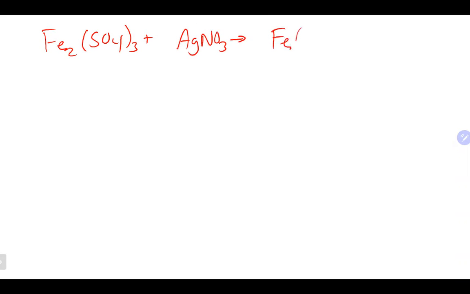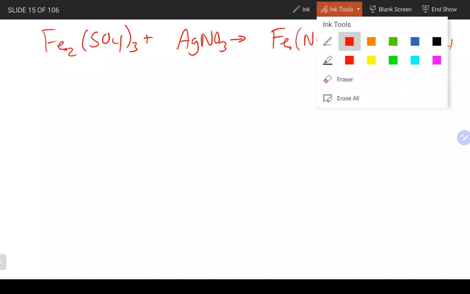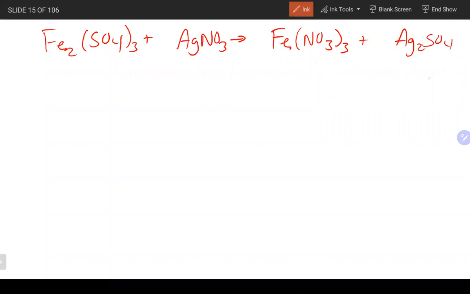All right, let's take a look at the next one. You had Fe2(SO4)3 plus AgNO3 gives Fe(NO3)3 and Ag2SO4, right?